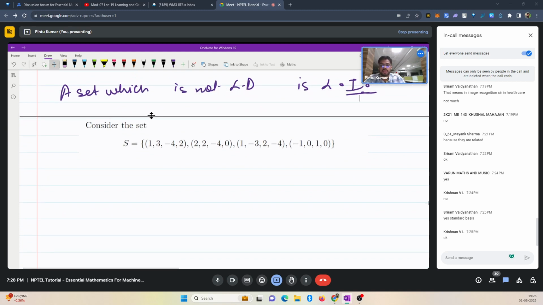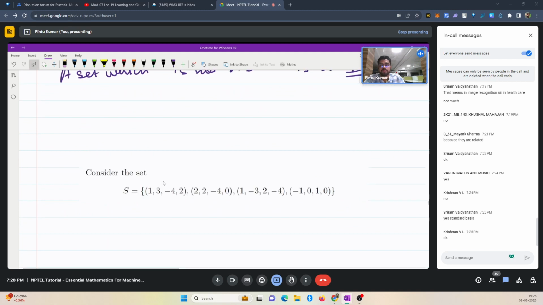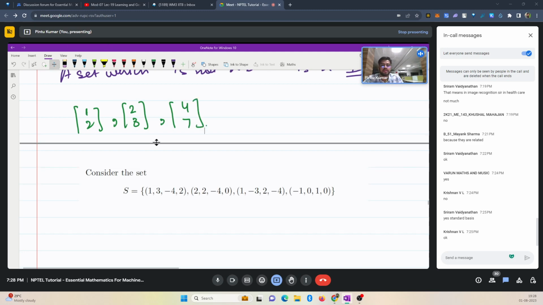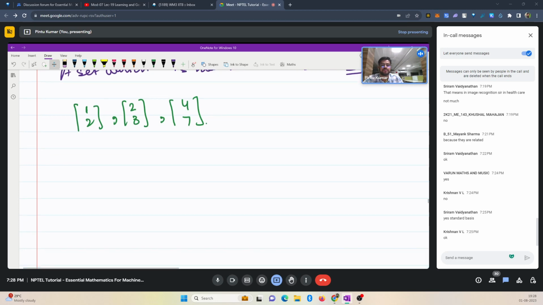Before this particular thing, let's take a simpler example. I'll come back to this example. Let's take (1, 2), (2, 3), and (4, 7). We want to check whether this is linearly independent or not.